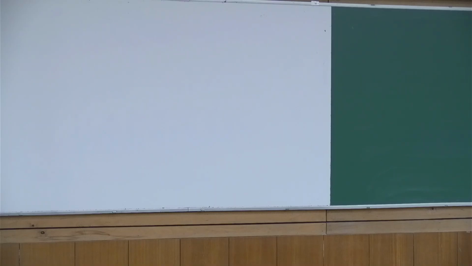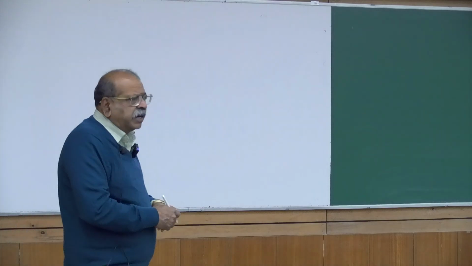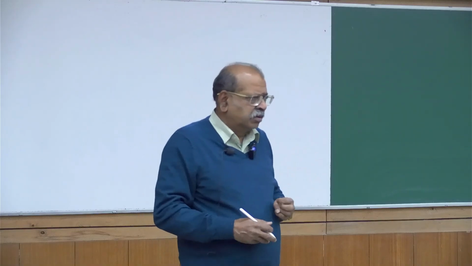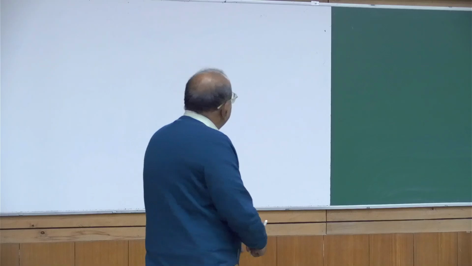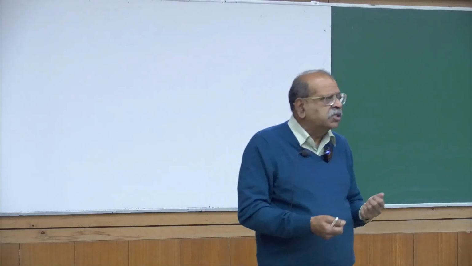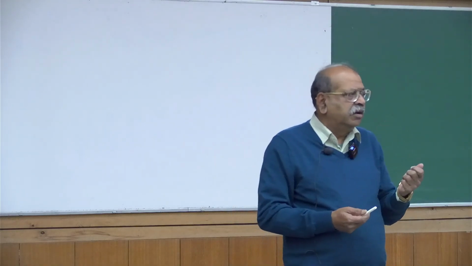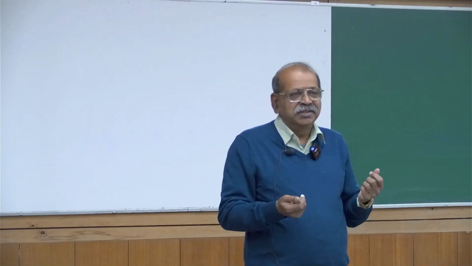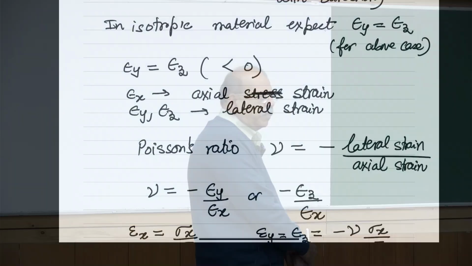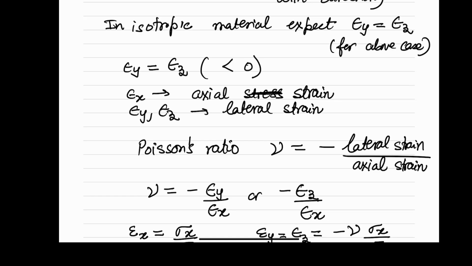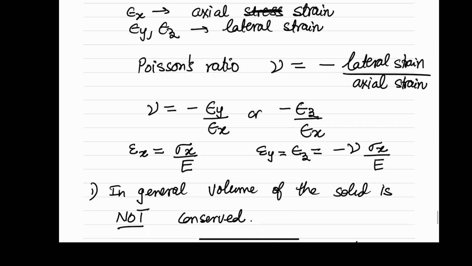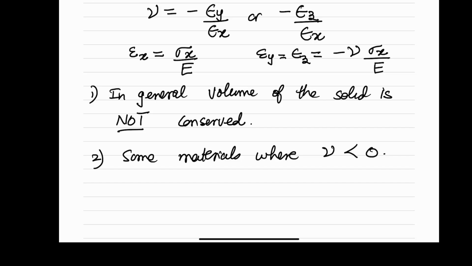The other two strains which we get, we call lateral strains. What we find is that for a given material, the ratio of the lateral strain to the axial strain is constant. This ratio we define as Poisson's ratio, for which we use the symbol nu, which is equal to the negative of lateral strain divided by axial strain. I have written this. So this is where we were in the last class.